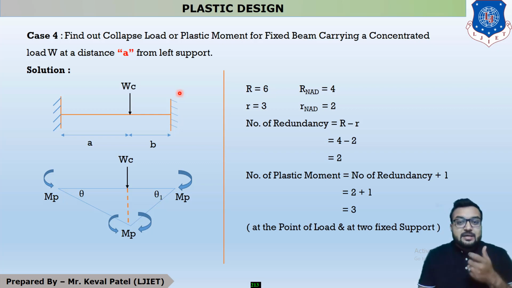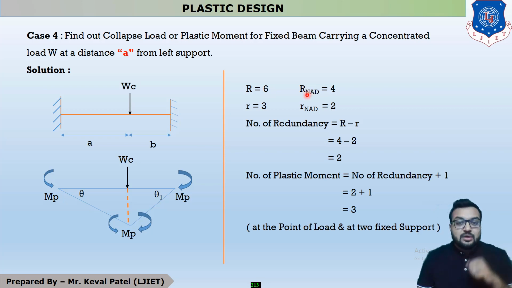So capital R is equal to the number of reactions, and you all know that this is a fixed support, and the value of capital R for a fixed support is 3. So for the whole system, the value of capital R is equal to 3 plus 3, which is equal to 6. Now it is already discussed that if both the supports take horizontal force, then you have to neglect it. So your value of capital R NAD is equal to 4. Now this is your capital R and capital R NAD.